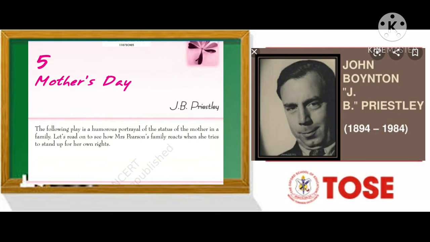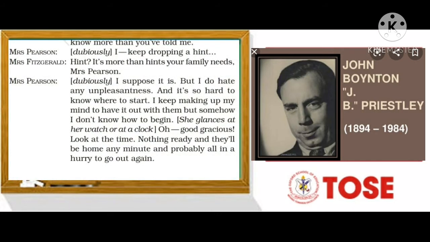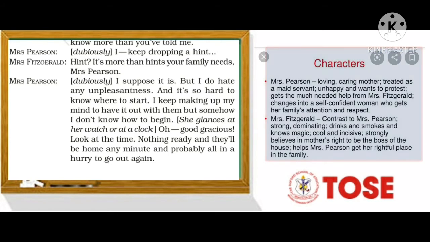So now let's read the further paragraphs, which is on page number 34. Mrs. Pearson, keep dropping a hint. She says this dubiously, in a doubtful manner. Mrs. Fitzgerald: Hint? It's more than hints your family needs, Mrs. Pearson.